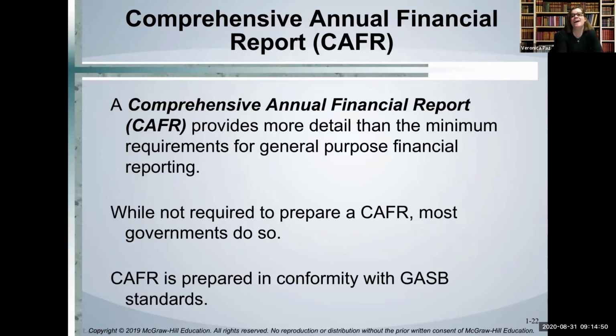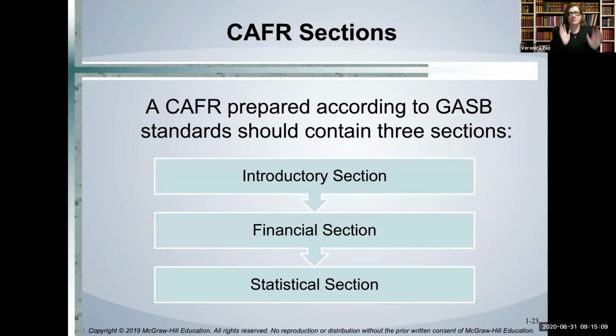Then we have a CAFR, a comprehensive annual financial report, and that provides more detail than just the minimum requirements for the general purpose financial reporting. It is not required to prepare a CAFR, but almost all governments do, and it is prepared in accordance with GASB, right? So this is what you need to remember, the statistical section. So we have an introductory section, a financial section, and a statistical section. There is a question on your test about this because I just made it. So make sure you know that.